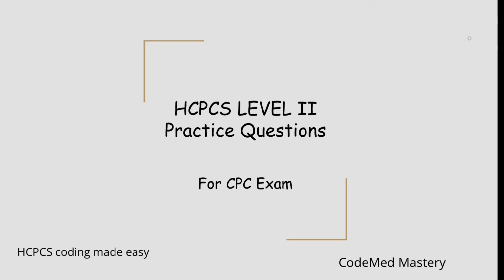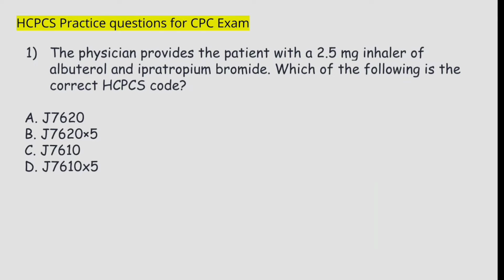Let's begin. First question, the physician provides the patient with a 2.5 mg inhaler of albuterol and ipratropium bromide. Which of the following is the correct HCPCS code? Option A J7620, option B J7620 into 5, option C J7610, option D J7610 into 5. So here we have to check two codes, J7620 and J7610.